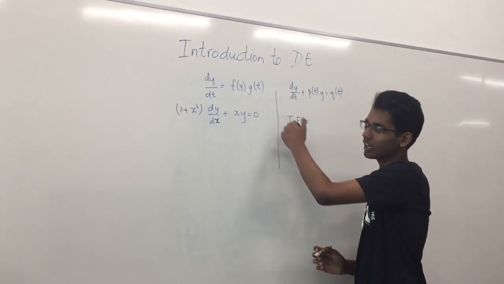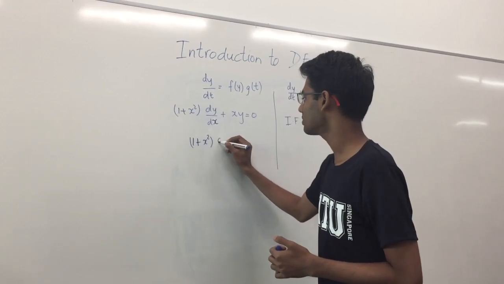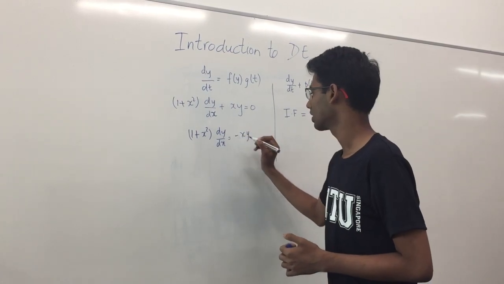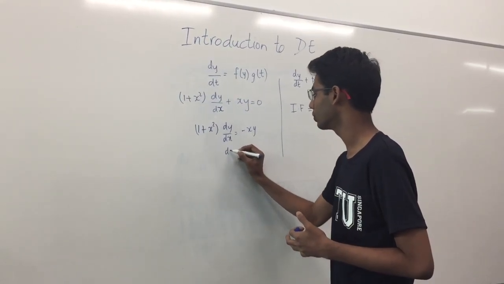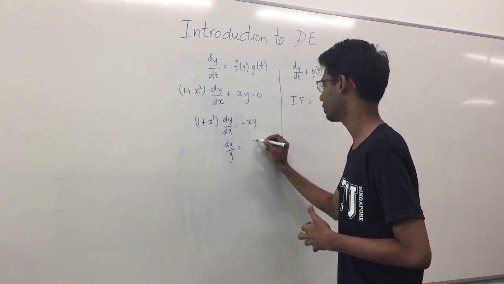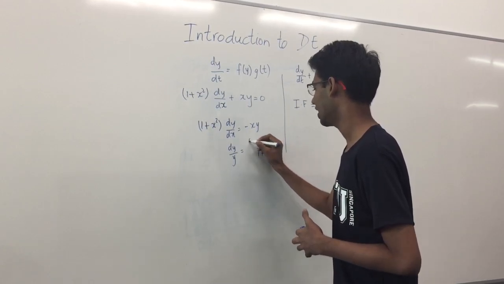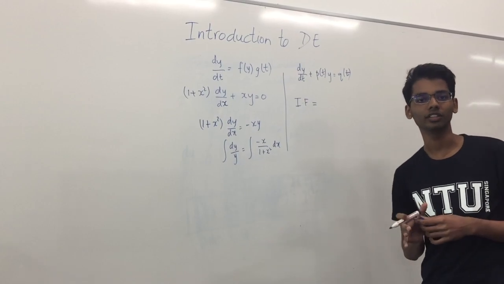So when you bring this to the other side, you're going to end up with 1 plus x squared times dy over dx is equal to minus xy. So it's very easy to separate them now. All you are going to do is dy over y is equal to minus x over 1 plus x squared times dx. And now when you integrate it, you can easily do it by the separation of variables method.